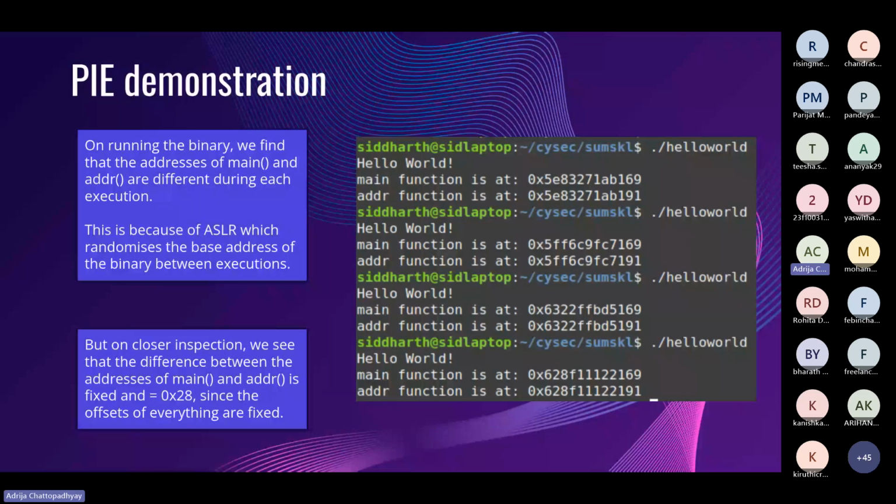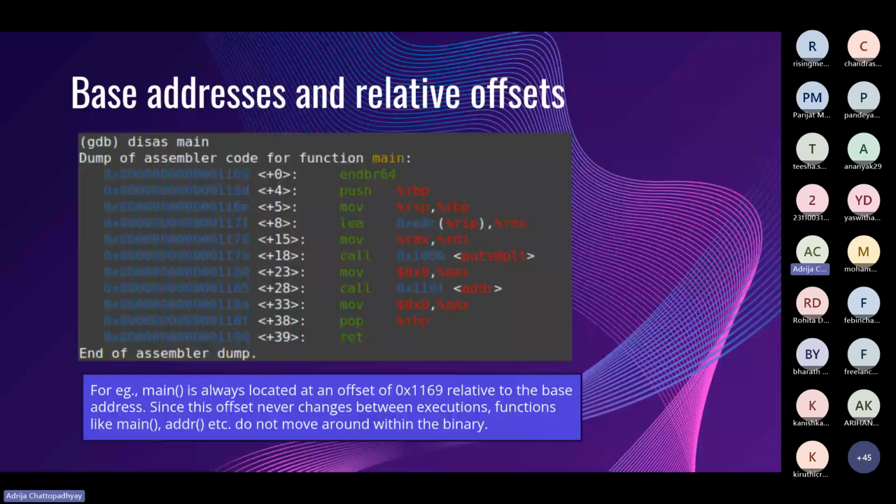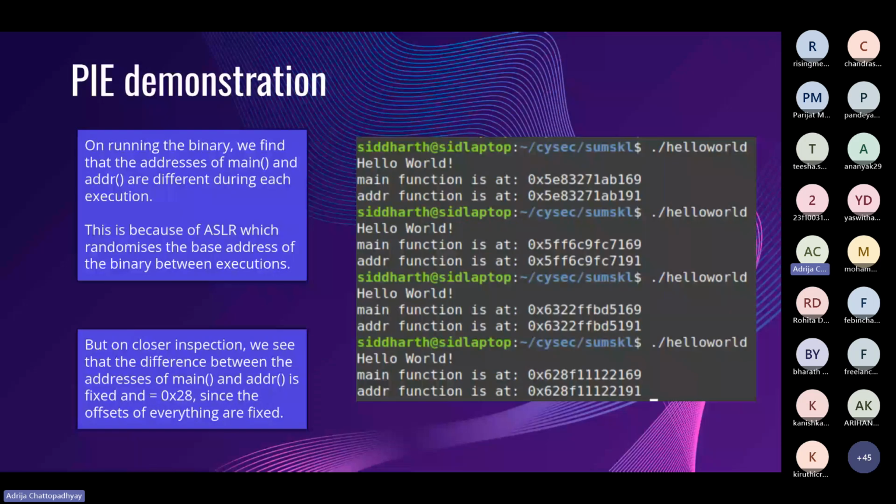Okay, so look at the thing at the bottom. Main is always located at an offset of 0x1169 relative to the base address. So if we know that main is at 1169 from the base address, and we go back, we can determine what the base address is. If you see the first run, the base address would be 0x5E83271AA000. So that's the base address, and plus 1169, you get the address of main. And we see that here in this image.